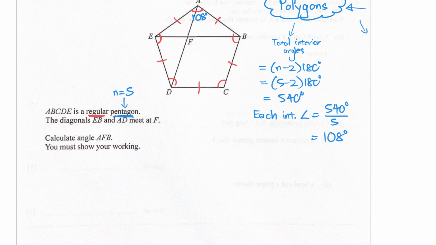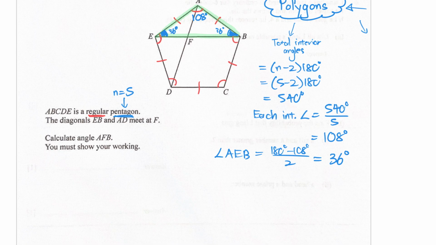Now, if you focus on this particular triangle, did you notice that it's isosceles? So if that is isosceles, it means that I can find each individual base angle here. Okay, so the base angle, let's call it angle AEB, is basically 180 degrees minus the top 108, divided by 2. And that gives us 36 degrees. So each one is 36 here.